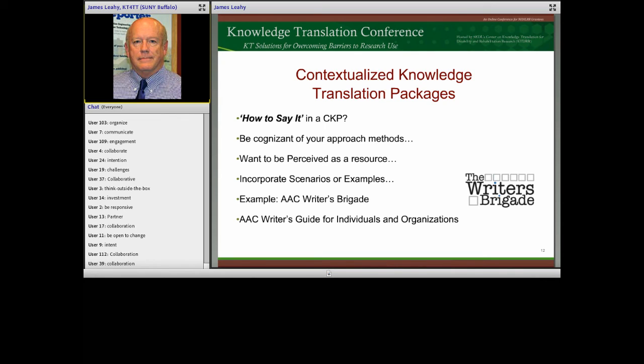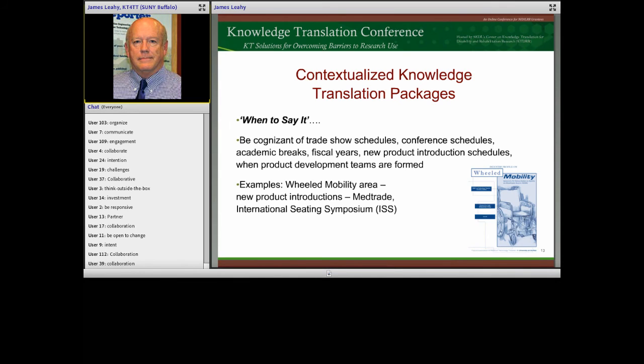We have briefly covered what to say, how to say it, and now we are on to when to say it. The stakeholder group you are addressing will dictate when to approach them about their research findings. Depending on the stakeholder group, you have to be aware of conference schedules, meetings, academic breaks, and of course fiscal years and new product introduction times.